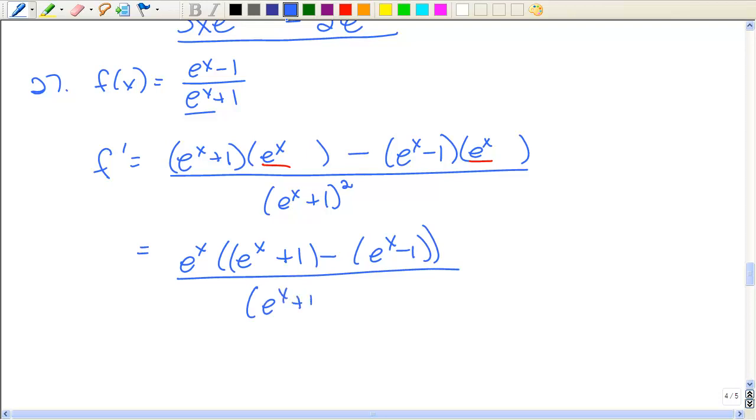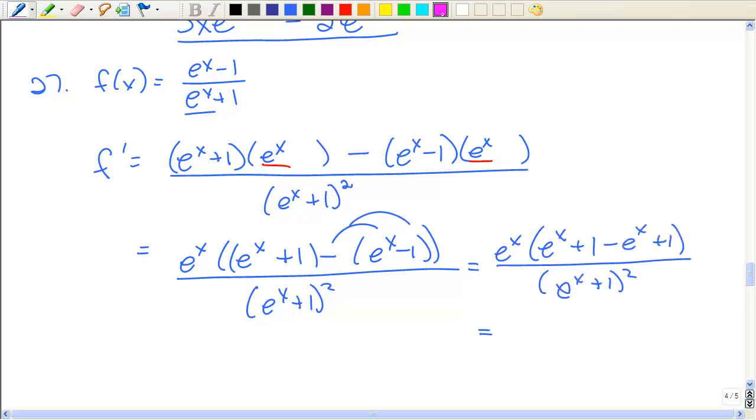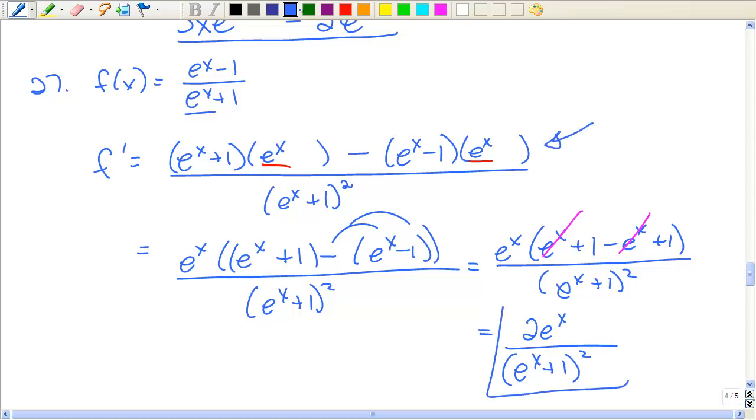At this point, I'm just simplifying. I'm going to distribute that minus. Notice, let's see, those cancel out, and so now I have 2 e to the x over e to the x plus 1 squared. So this was the derivative. This is the simplified answer.